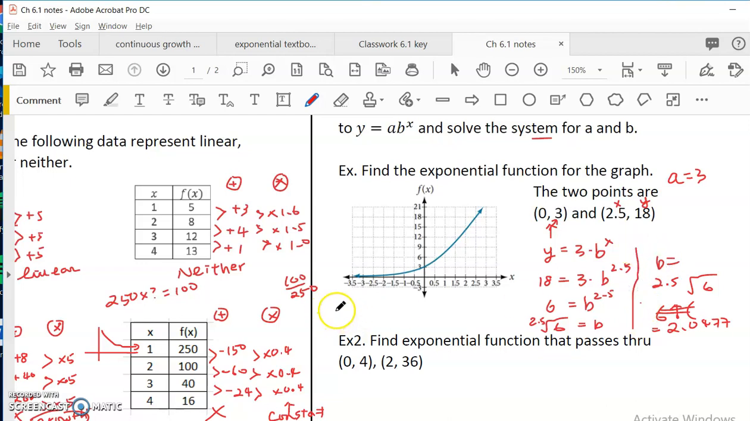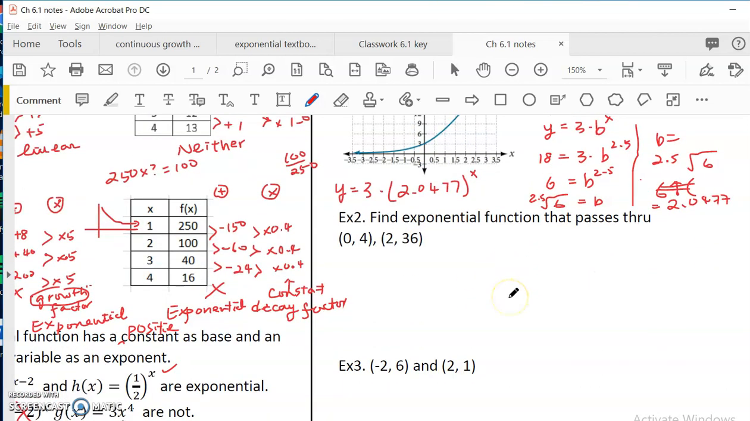So the equation is y equals 3 times 2.0477 to the power x, and this describes this function. Okay, do another one. Again, I have (0, 4). This is the y-intercept, so a is 4.